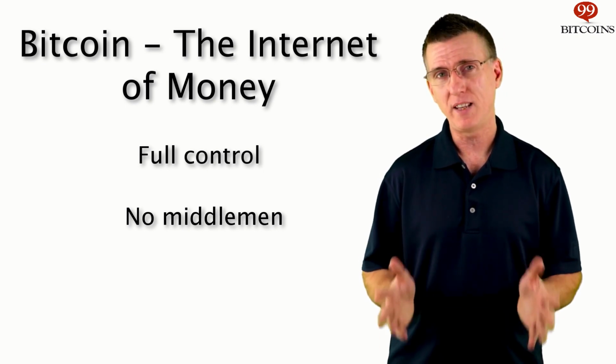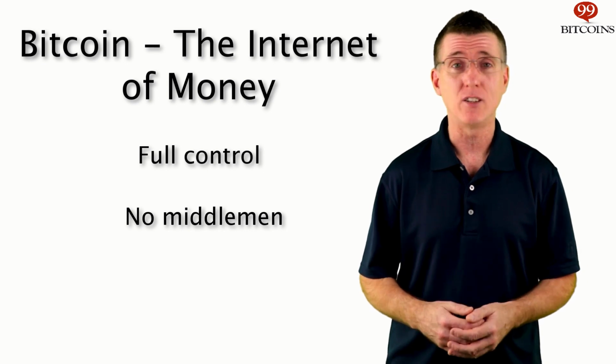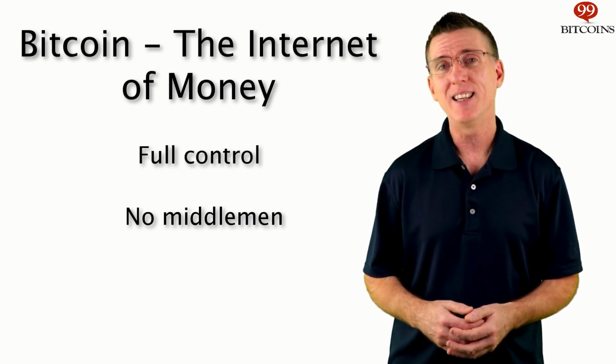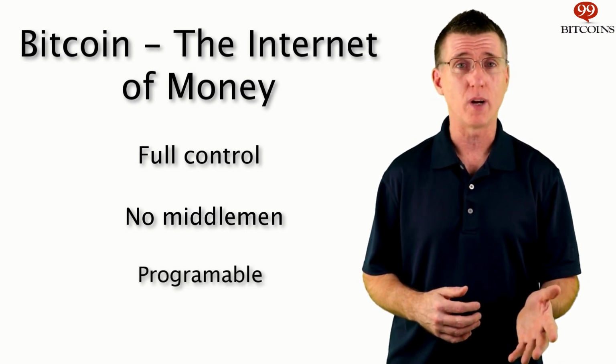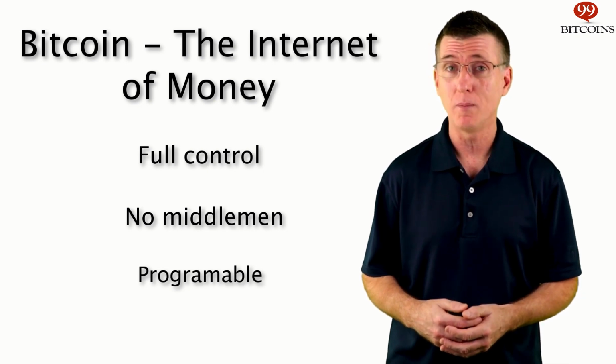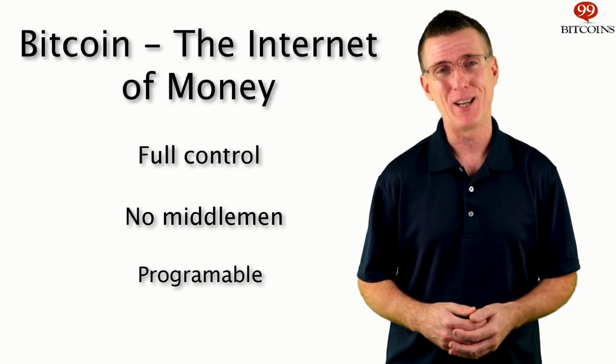Also, unlike fiat currencies, Bitcoin was designed to be digital by nature. This means you can add additional layers of programming on top of it and turn it into smart money, but more on that in later videos.